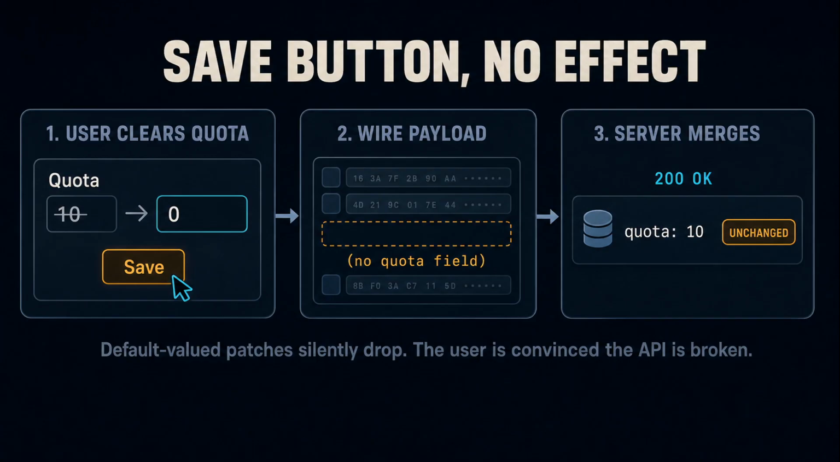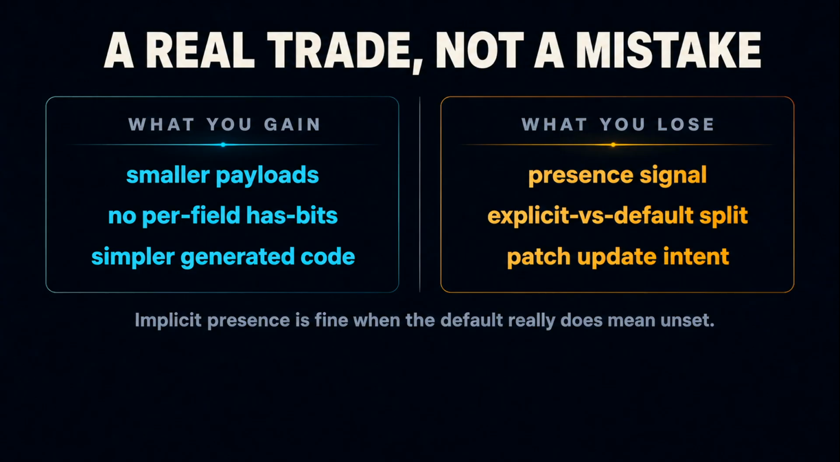The trap gets worse in partial updates. The user opens a settings page, sees the quota field at 10, clears it to 0 on purpose, and clicks Save. The form serializes only the field that changed, but under implicit presence, the serializer drops the field because 0 matches the default. The server receives a patch with no quota field. The merge sees nothing to update. The original quota survives. And the user clicked Save and nothing happened. Right. The bug is invisible because non-default updates work. Field mask is one tool that fixes this, and we will get to API design patterns in a later chapter.